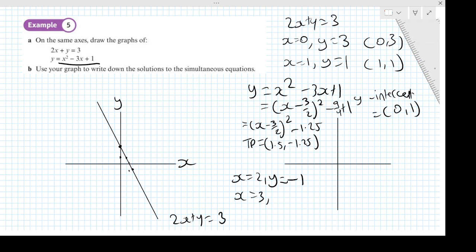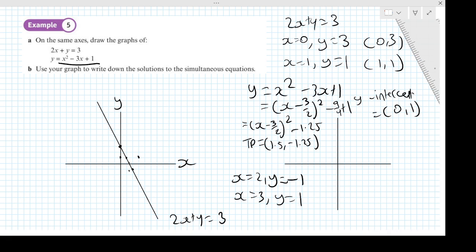Then x is 3, for instance. Then y would be, well, 3 squared would be 9. And then 9 take away 9, which is 0, plus 1, so y would be 1. So when x is 3, y is 1, so it would have to go through there. Okay, and that's probably enough, probably.